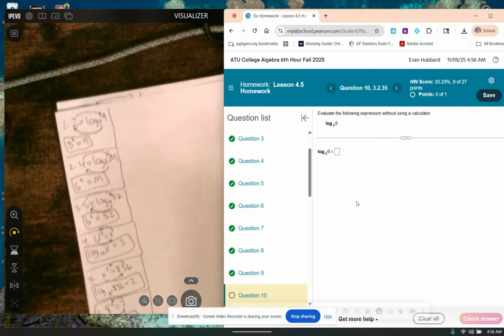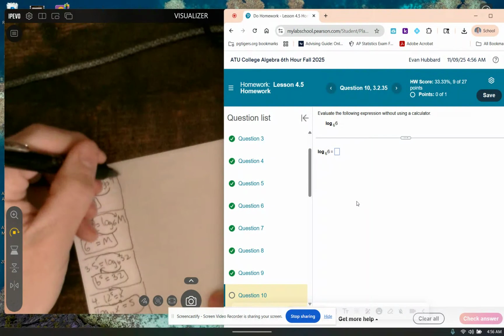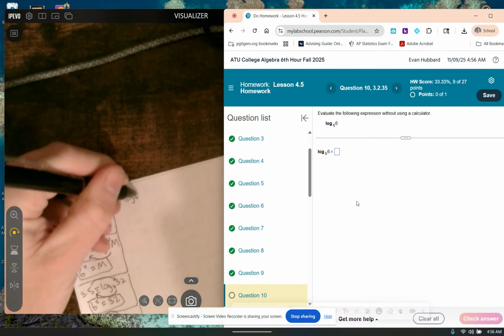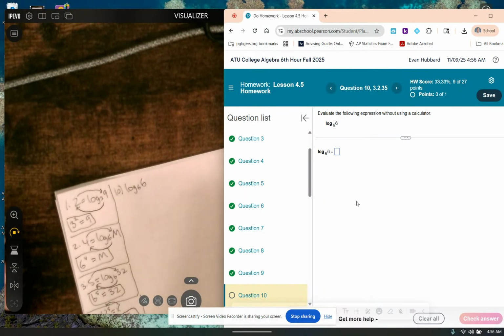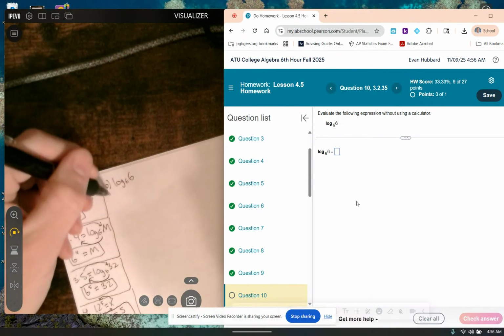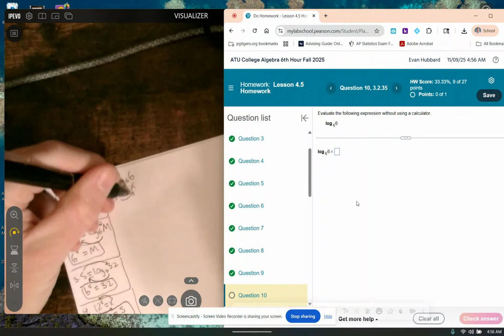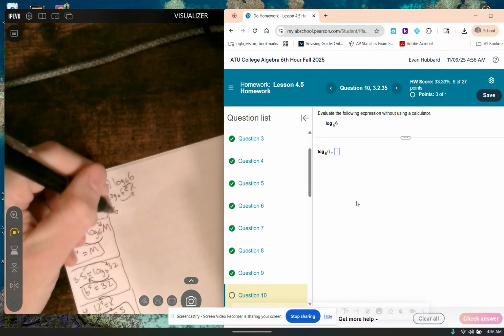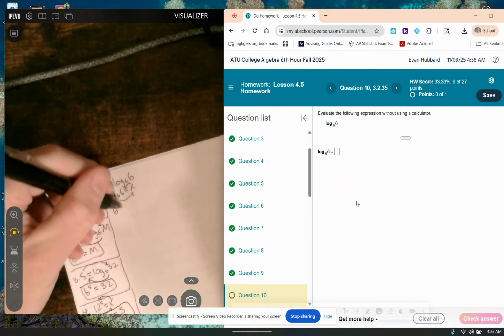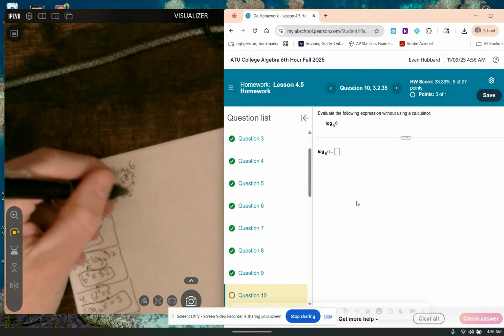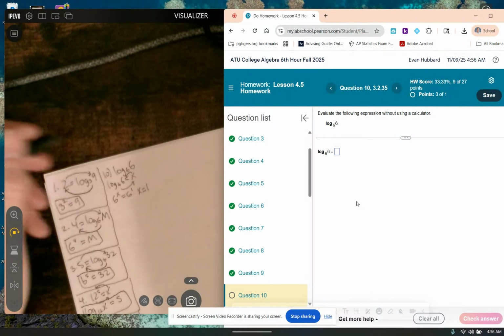All right. On 10, we have log base 6 of 6. There's a couple different ways you could do this one. This was in your notes. When you have the same base as the exponent, you could exponentiate it. So 6 to the power of x equals 6. You see 6 has got a power of 1. They have the same base, so x equals 1.